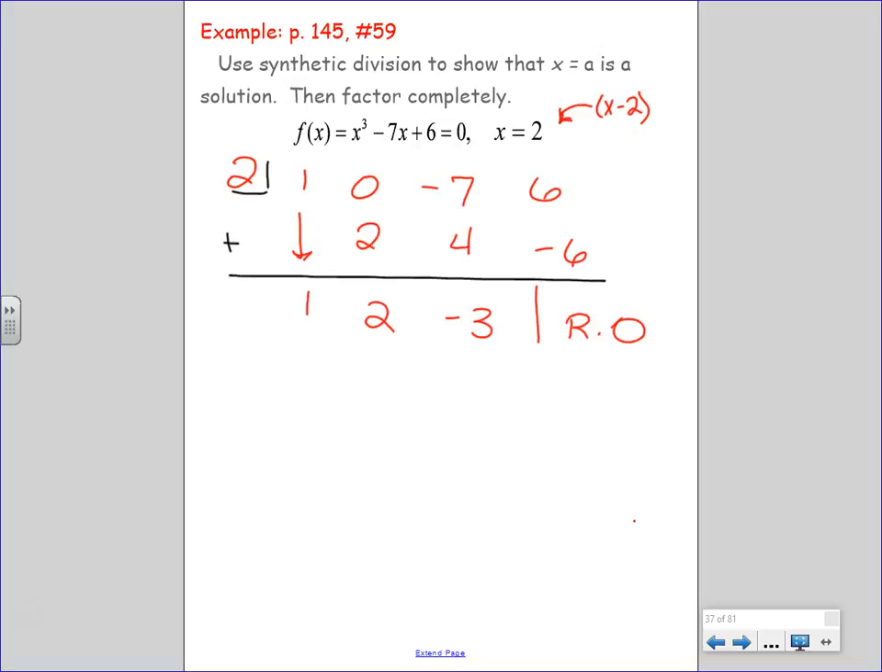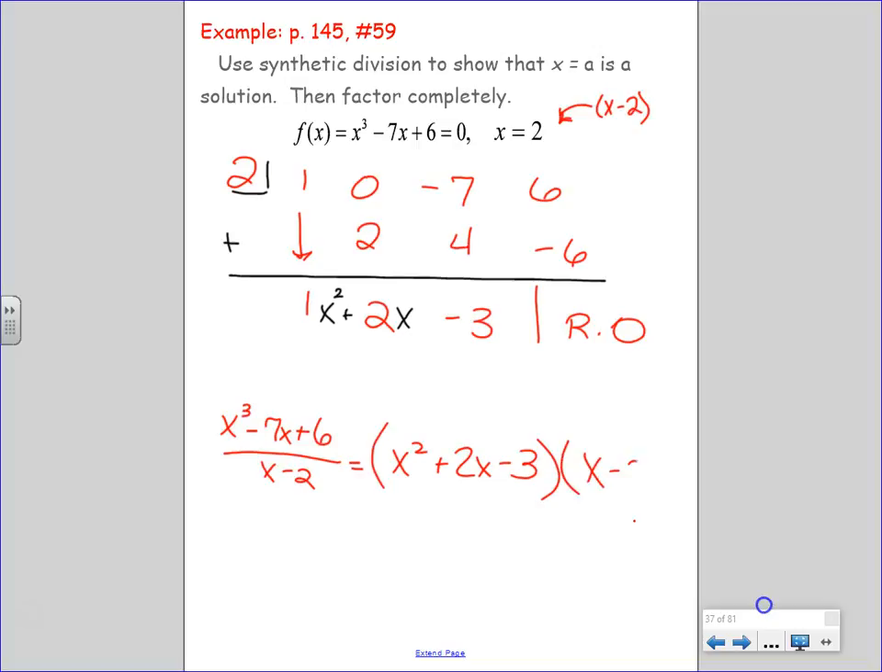How do we factor it completely? I don't even see factors. Technically, I could rewrite what I just did. X cubed minus 7x plus 6 all divided by x minus 2 is equal to x squared plus 2x minus 3. And I could move the x minus 2 to the other side with multiplication and say, hey, look, guys, I'm factoring.